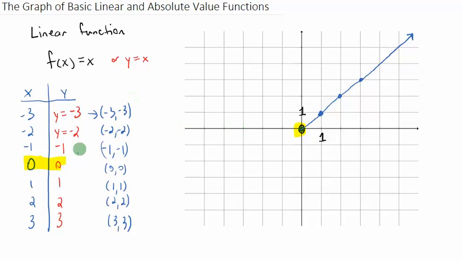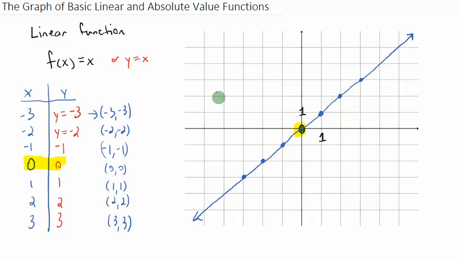Okay, let's go to the left. If x is -1, y is -1. If x is -2, y is -2. If x is -3, y is -3. And you can start to see that the y values being equal to the x values result in a similar shape on the left side of the graph. And so on the left side it goes like this.